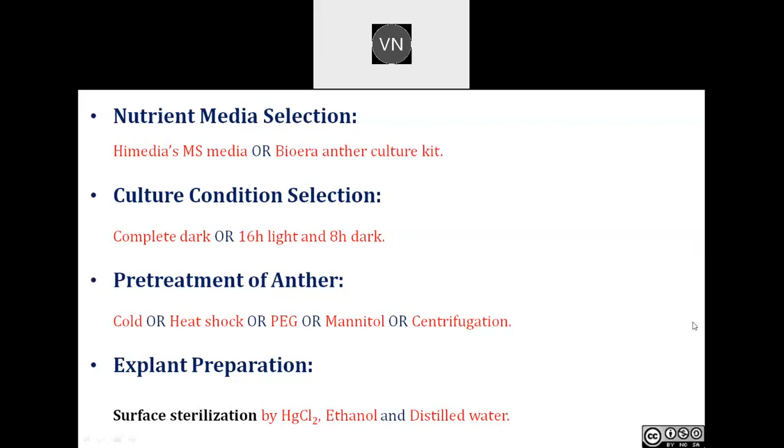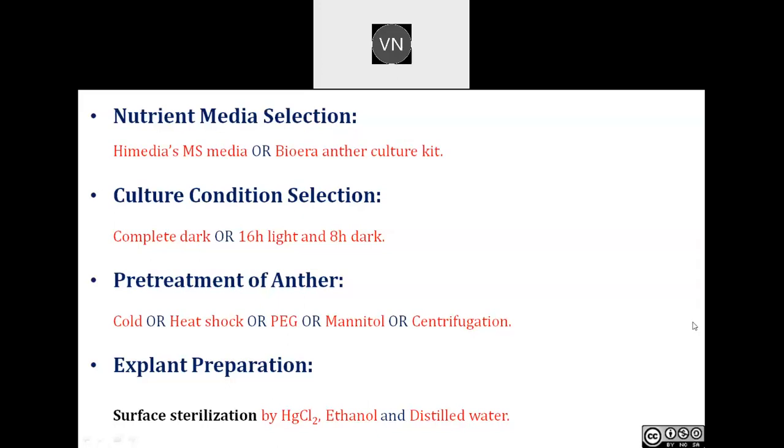Now come to pretreatment. Just like the uninuclear stage of development, this is another most important part of androgenesis, that is, pretreatment of anthers. Because we know the natural pathway of pollen is to go for gametophytic development, that means to go for sexual reproduction. But here we are trying to force or stress that pollen or microspore to develop into a haploid plant. So we are giving it a stress in the form of pretreatment. There are various kinds of pretreatment that can force the microspore to develop into a haploid plant, or to go by sporophytic development.